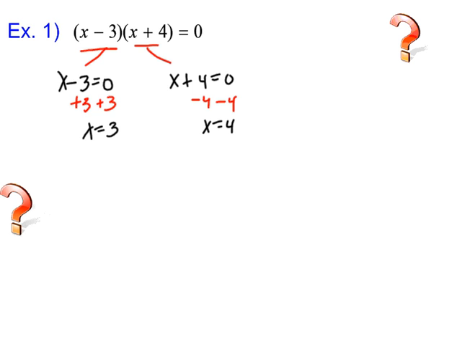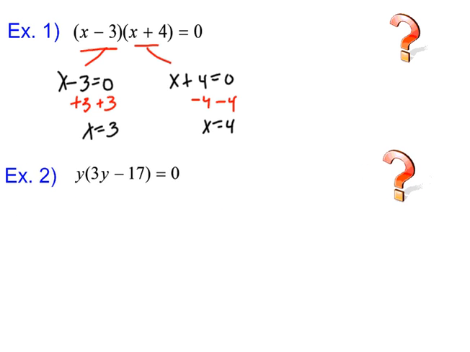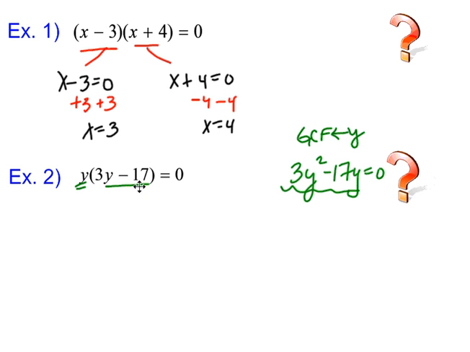Let's take it a step further and take a look at another one that's factored. This is y times 3y minus 17. Now at first some people may get confused and not realize, but really this is 3y squared minus 17y equals 0 factored. So this is what was started with. The greatest common factor was just a y. So in pulling the y out, there's that y, and what remains is the other factor. So same thing applies, just like we did in example 1. Take the factors, set them equal to 0.